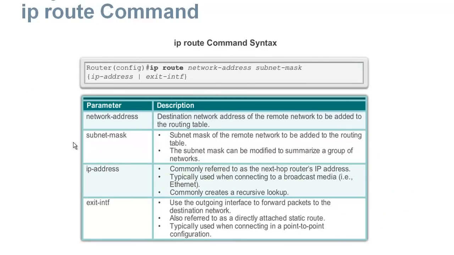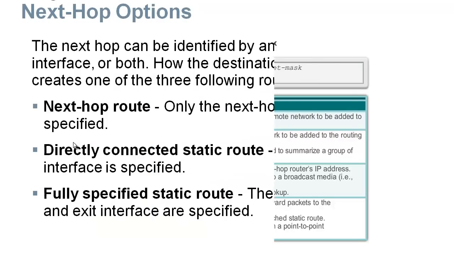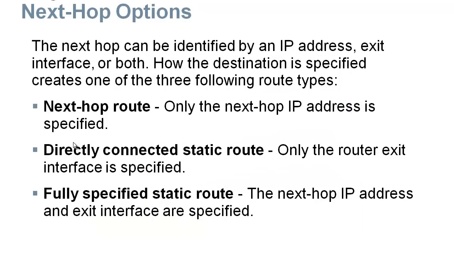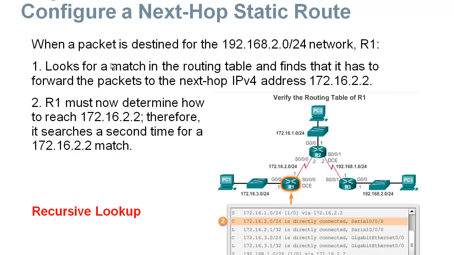All right, so to make a static route, the command from Global Mode is just ip route, the network you're going to, the subnet mask, followed by either the IP address of the next hop or the exit interface. Now, there's a reason to use one over the other, and we'll talk about that in just a minute. But the next hop can be an IP address, it can be an exit interface, so you can end it with either of those options.